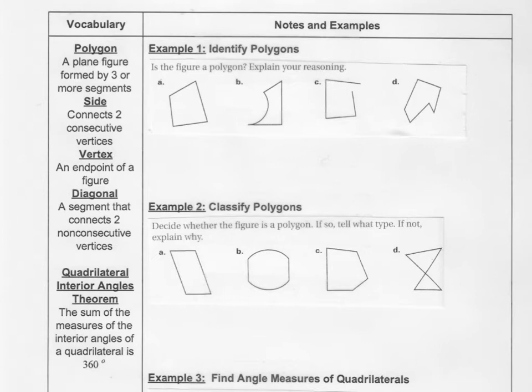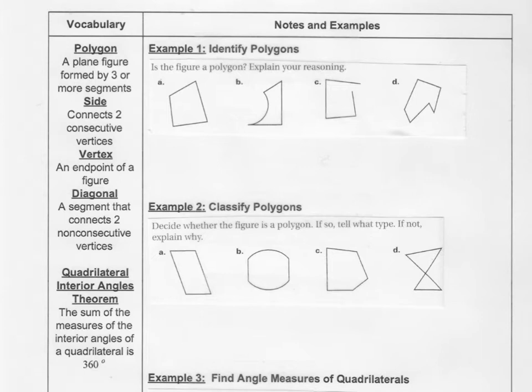Let's talk a little bit about the vocabulary over here on the side. A polygon is a plane figure formed by three or more segments. A segment would be just a straight line. It's got to be straight, okay? And you have to have at least three of them in order to make a polygon.